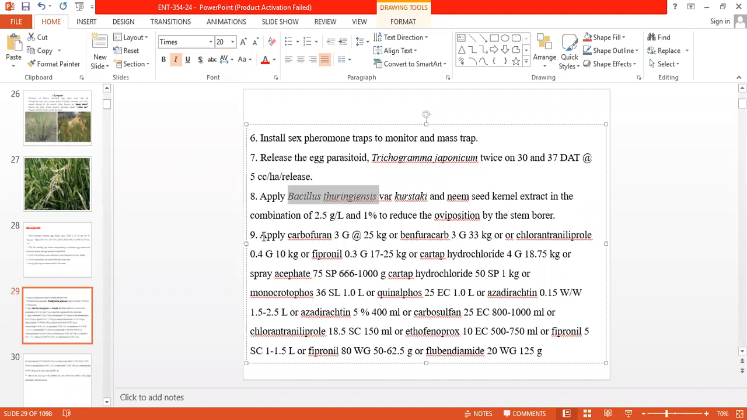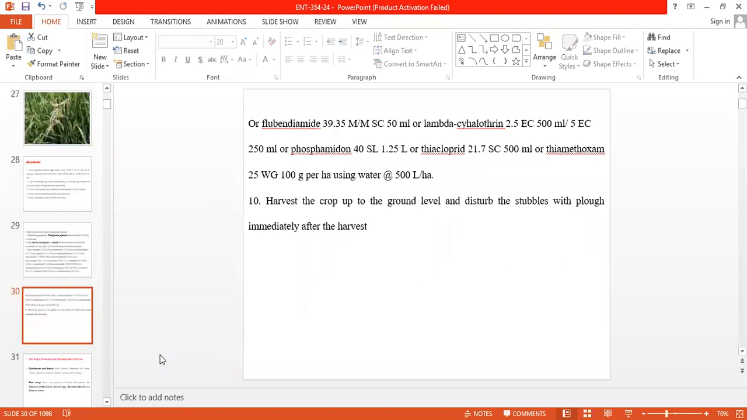Then application of various chemicals in a spray formulation: acephate, cartap hydrochloride, monocrotophos, quinalphos, azadirachtin, carbosulfan, chlorantraniliprole, ethofenprox, fipronil, flubendiamide. So these are the liquid formulations of chemicals also effective against yellow stem borer. Flubendiamide, emamectin, phosphamidon, thiacloprid, thiamethoxam. These are the effective chemicals.